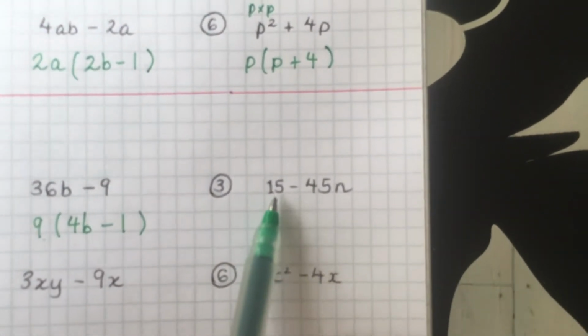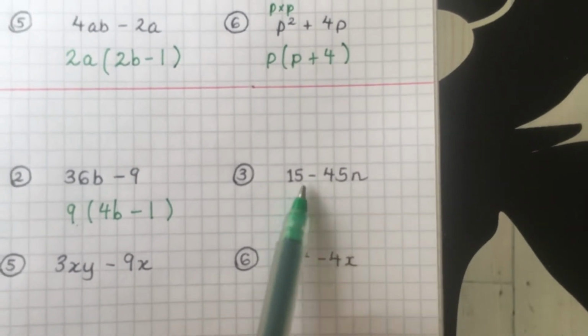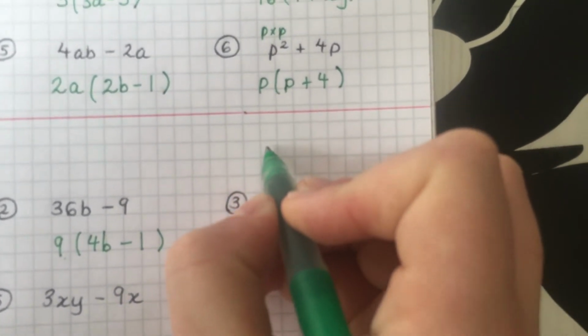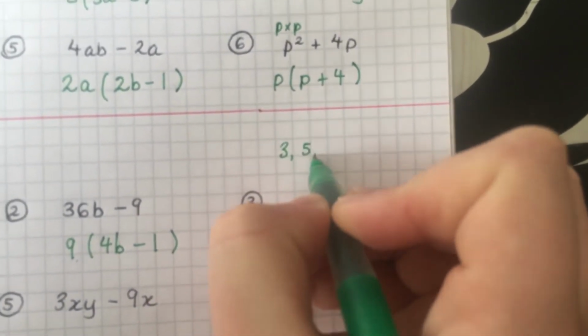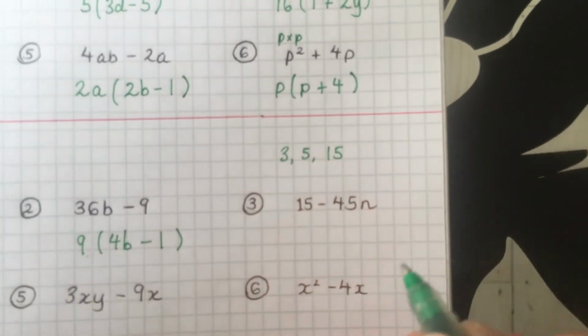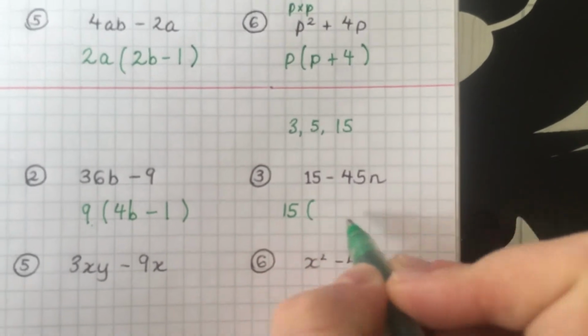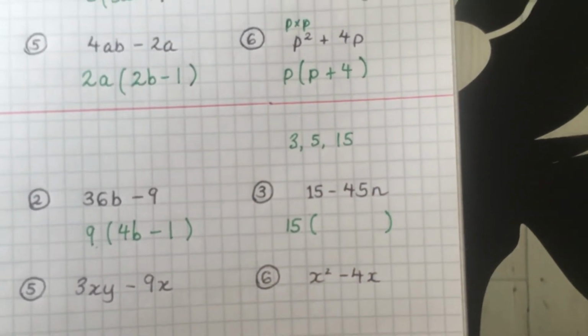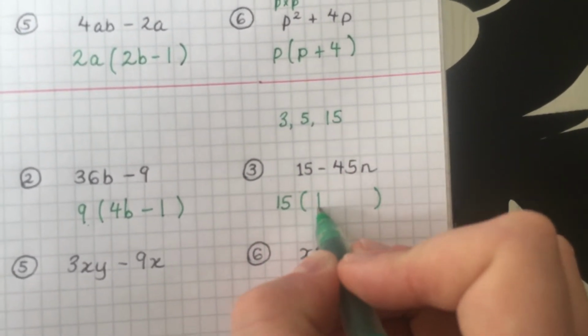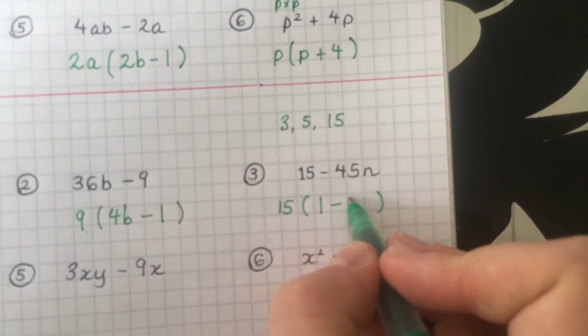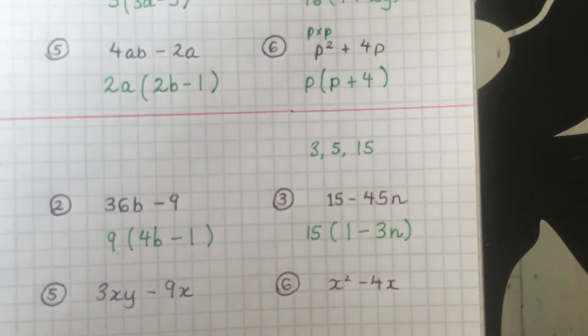Question 3. Again, it's one of those trickier ones where there's lots of things that go into both of these. We've got 3 goes into both, 5 goes into both, but also 15 goes into both. 15 goes into 15 and 45. So 15 would go on the outside of the bracket because you're always looking for that highest number. 15 times 1 is 15, put our minus. 15 times 3 is 45, put the n.